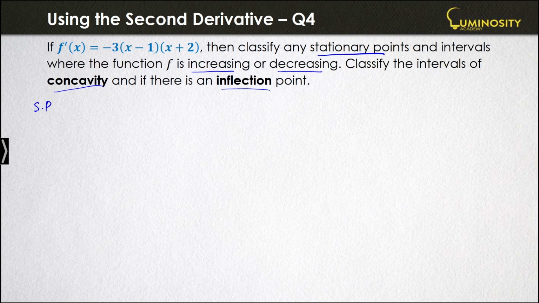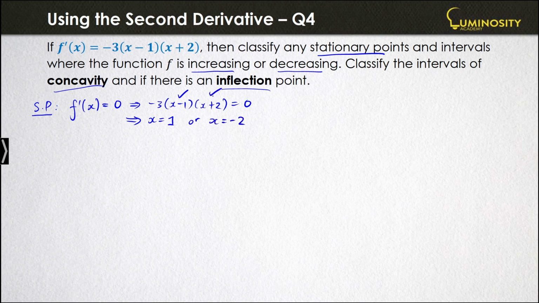Because I know the first derivative already, I'm going to go ahead and find the stationary point. The stationary point is when f prime x is equal to 0. So that implies negative 3 times x minus 1 times x plus 2 is equal to 0. Because it's already in factorized form, I can use the zero property of algebra and set each factor equal to 0.